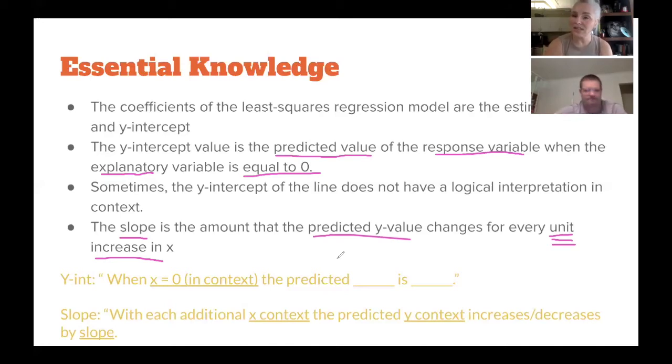So I gave you some sentence frames or stems so that you could easily write this in the way it should be written. You'll write your y-intercept when x is 0, whatever that context looks like, the predicted, whatever the context for y is, the number, okay? So we're going to look at an example of that. And then similarly with the slope, I'm not going to read that to you. Let's just jump to an example, Mr. Bobby, so that we can put those. I like those sentence stems because it gives me a framework of how to respond to questions, but it's better to see them in practice.